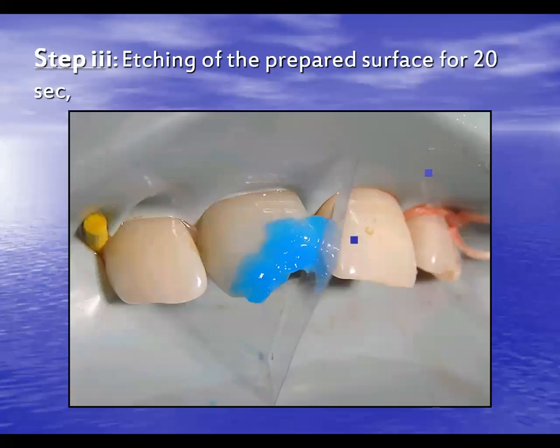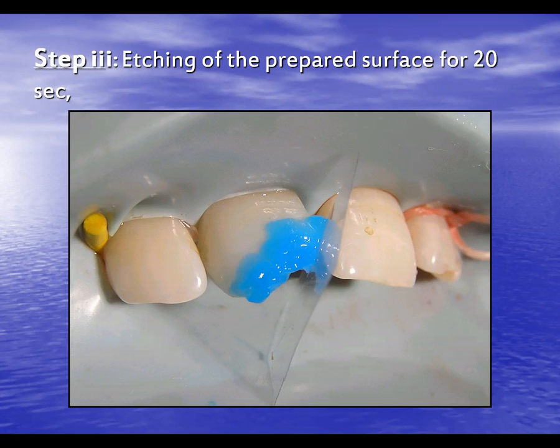Then the second step is to apply the etchant for 20 seconds. Generally the most used is 37% phosphoric acid. Previously they used ascorbic acid, citric acid, malic acid, but the depth of penetration is more with 37% phosphoric acid. Again, your etching time should be 20 to 30 seconds.